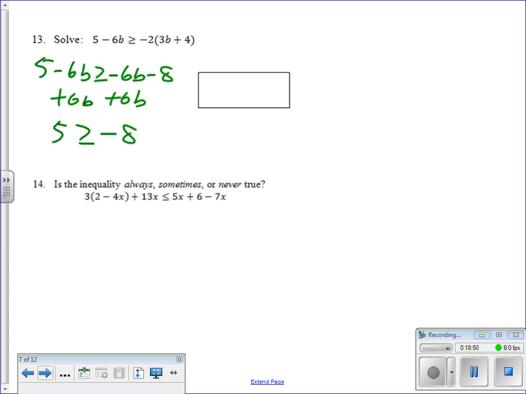No. If your variables disappear, your answer is going to be always or never. Is this always true or never true? It's always. 5 is bigger than negative 8. Okay. This is always.